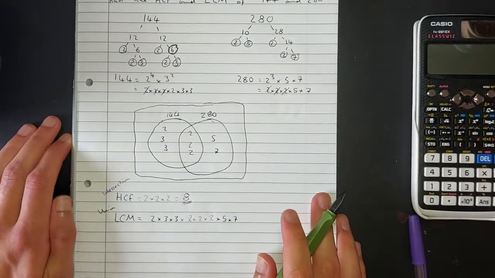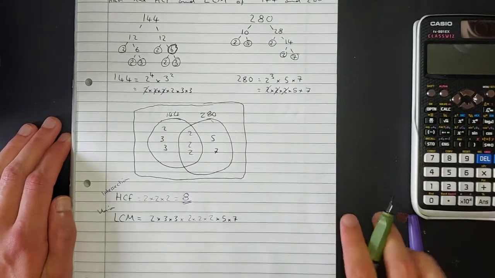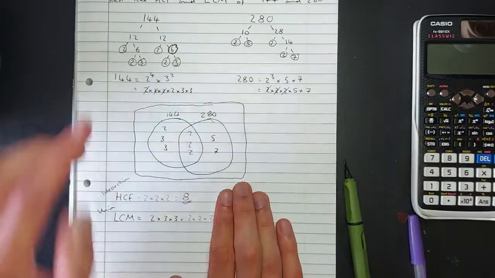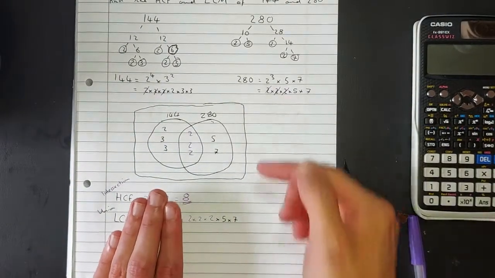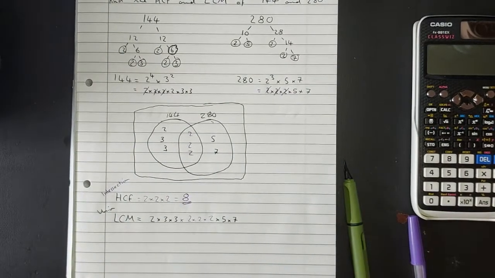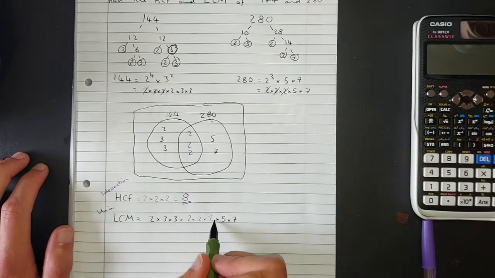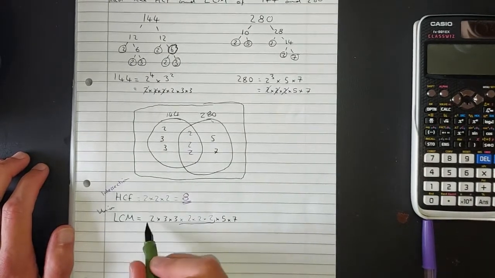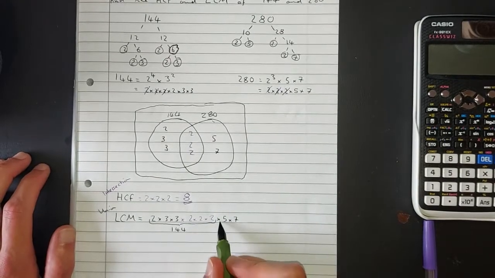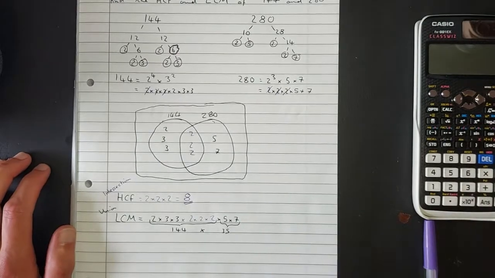Okay, so a few ways you can think about this. That all multiplied together must give us 144, and that all multiplied together must give us 280. So you can pick which one you think might be easiest to work with. I'm going to say that this here is equal to 144, and this 5 times 7 is 35. Okay, so you multiply them two together.